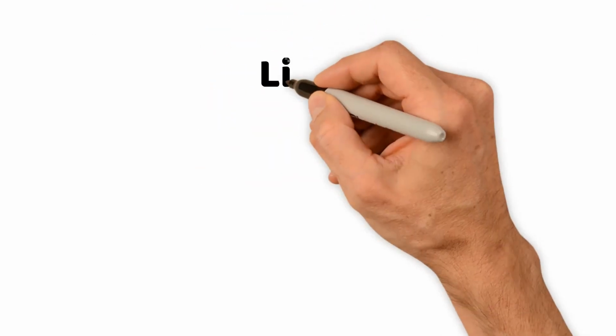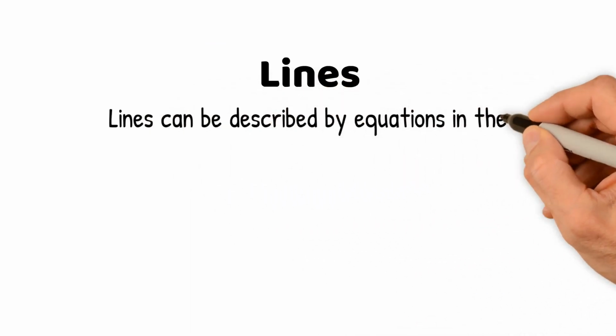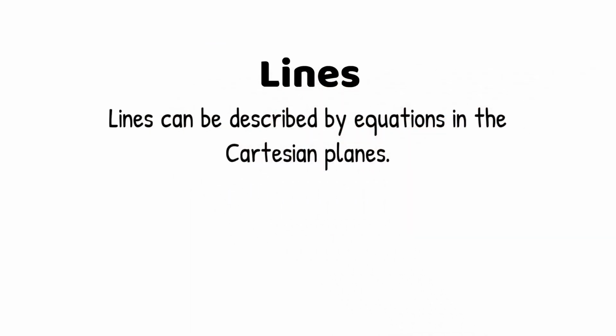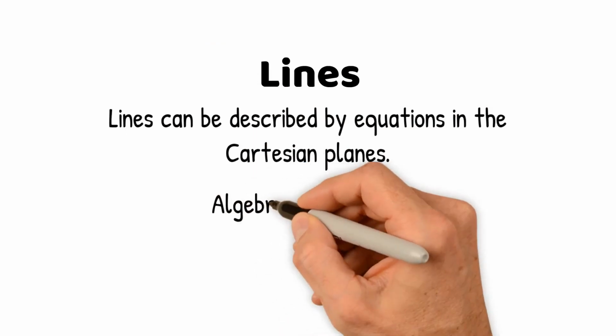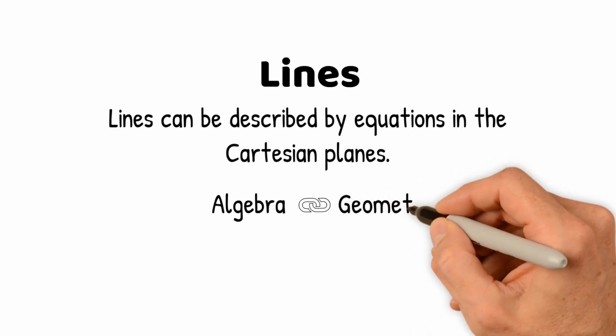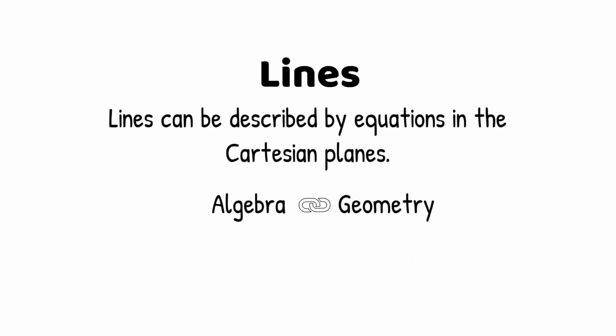In the next lecture, we'll start working with lines. Lines can be described by equations in Cartesian planes. In fact, as we'll see, various kinds of equations produce different types of curves. And this is a link between algebra and geometry. It allows us to think algebraically of geometry and geometrically of algebra.